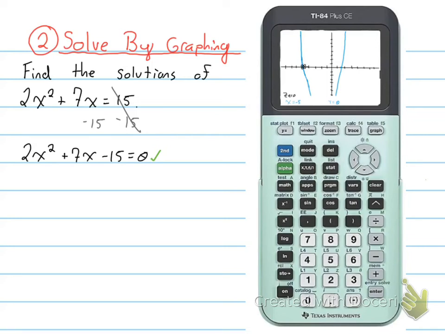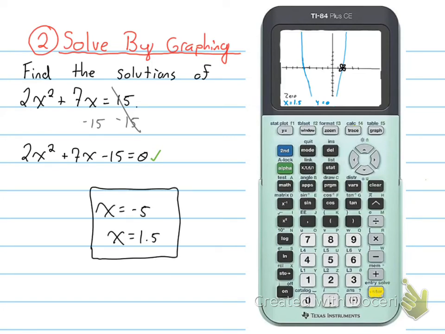Now I want to do this process again to find my other x-intercept, so I'll hit second trace again, 0, enter, and then if I do that process again, I'll see that my other x-intercept is at positive 1.5. So my solutions to this algebraic equation are x equals negative 5 and x equals positive 1.5. And again, since we're solving for x here, you could double check this by plugging both of these values back into your equation and seeing that it works out.